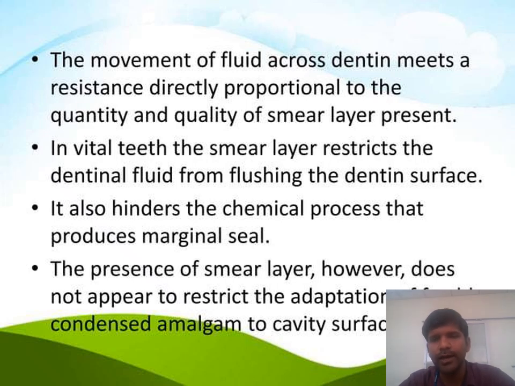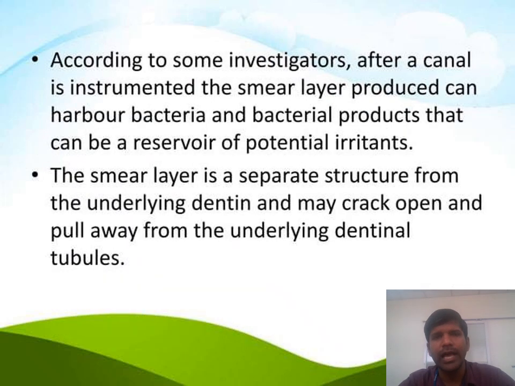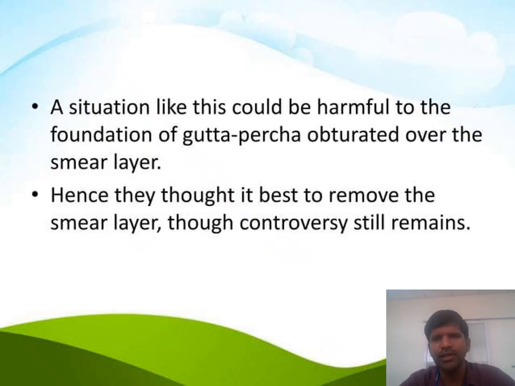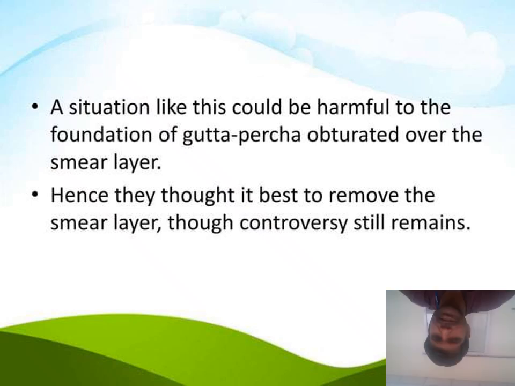The presence of smear layer, however, does not appear to restrict the adaptation of the condensed amalgam to the cavity surface. According to some investigators, after a canal is instrumented, the smear layer produced can harbor bacteria and bacterial products that can be a reservoir of potential irritants. The smear layer is a separate structure from the underlying dentin and may crack open and pull away from the underlying dentinal tubules. A situation like this could be harmful to the foundation of gutta percha obturated over the smear layer. Hence, they thought it best to remove the smear layer, though controversy still remains.